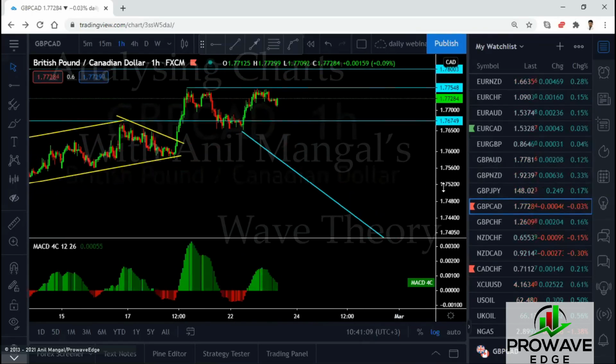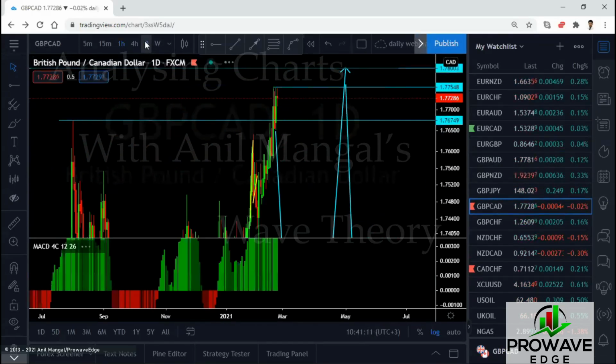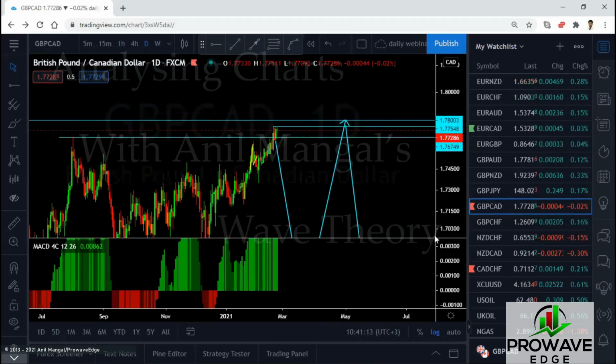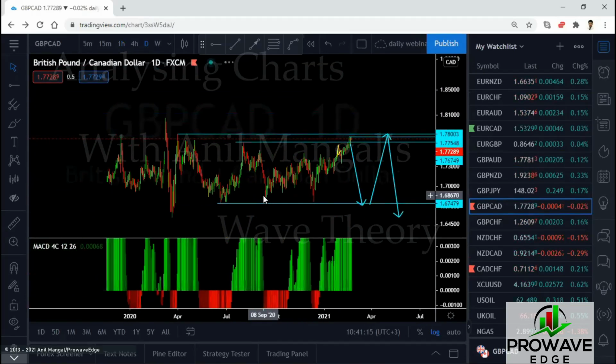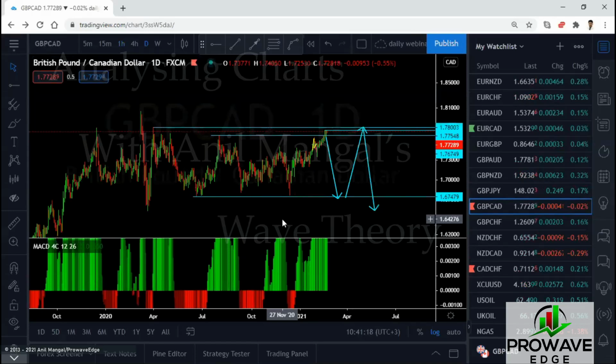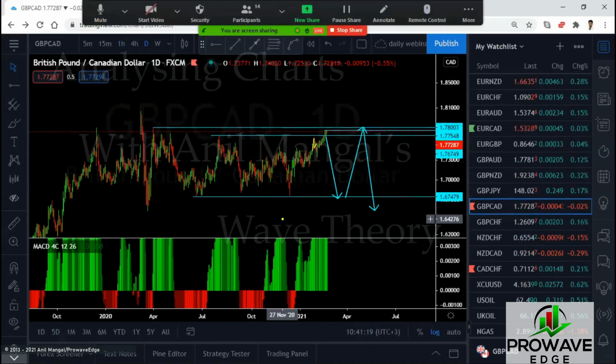So Pound CAD is the trade of the day that I posted. And it's still a very valid trade. That has not lost anything. It didn't go anywhere, right? So if you're following that trade, follow this pattern. What we're looking for is a perfect entry from the top.